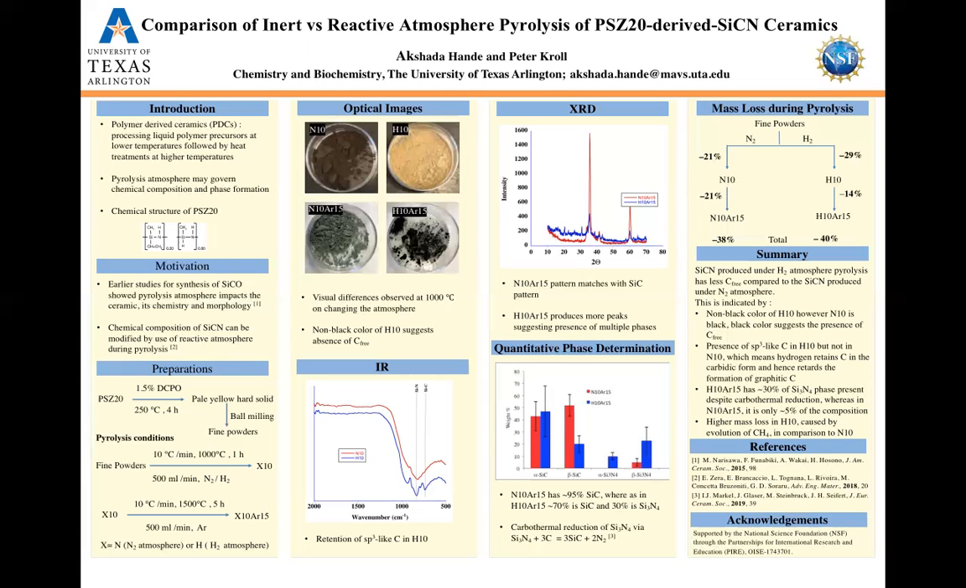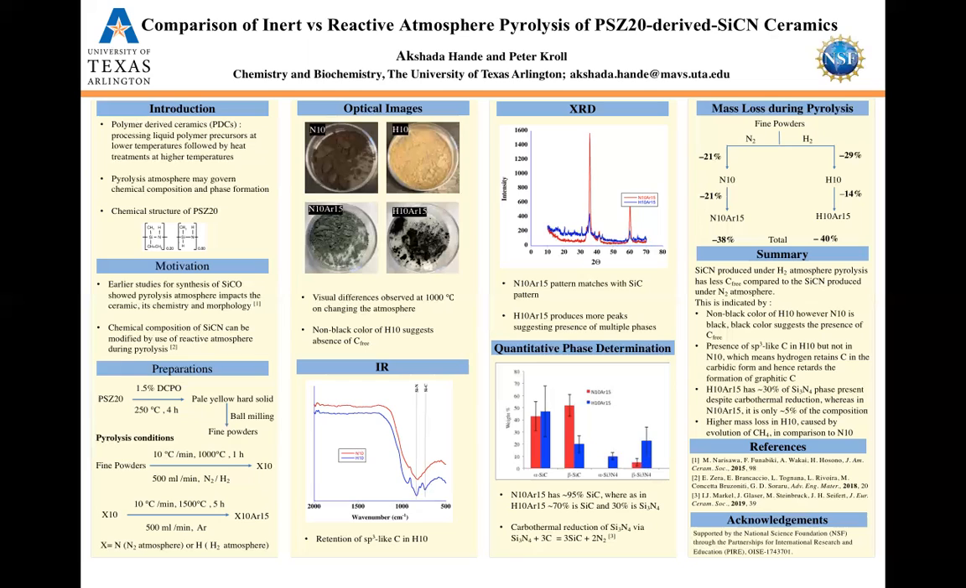We also did the mass loss studies for this pyrolysis. For the samples pyrolyzed under hydrogen, we had more mass loss than the samples pyrolyzed under nitrogen. The mass loss in the first step for H10 was related to the evolution of CH4, which is released by the reaction of free carbon with the hydrogen. As we have more mass loss, that means more free carbon was released in the form of CH4.